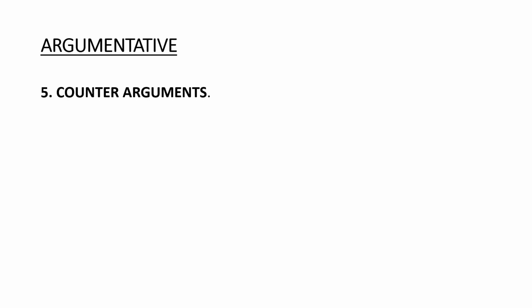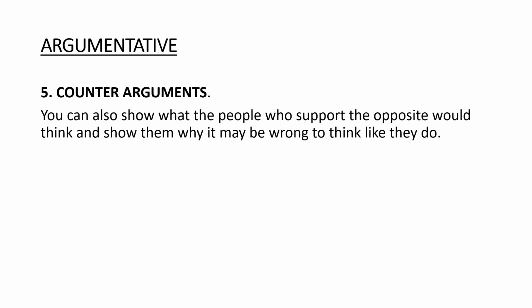The counter arguments. What are they saying to support free education? When you identify that, then you show them that their thinking is wrong. So you can state, others may say this, but this is wrong because of this and that. So you have to show counter arguments where possible. You can also show what the people who support the opposite would think, and show them why it may be wrong to think like they do.